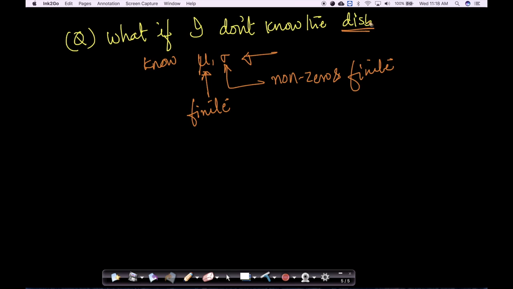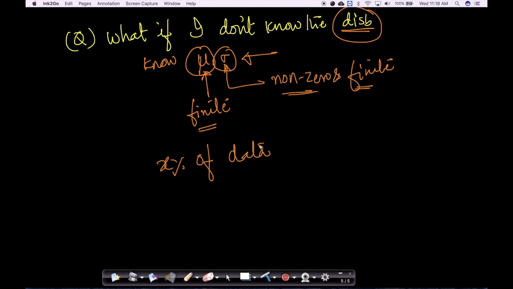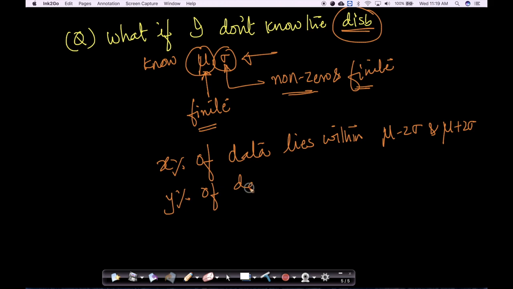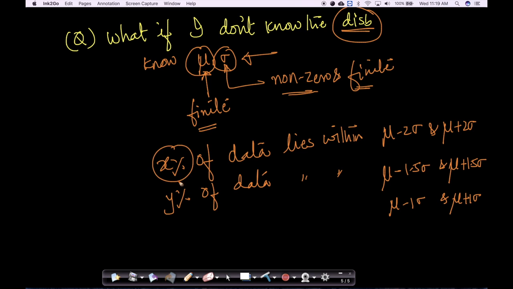So what if I don't know the distribution? I don't know whether it's Gaussian, log normal, or gamma. I don't know what it is. But I know the mean and the standard deviation, and I know that the mean is finite and the standard deviation is non-zero and finite. Now can I say something? Can I say that X percent of data lies within mu minus 2 sigma and mu plus 2 sigma? Or can I say that some y percent of data lies within mu minus 1.5 sigma and mu plus 1.5 sigma, or mu minus 1 sigma and mu plus 1 sigma? Can I find what these x and y percentages are?